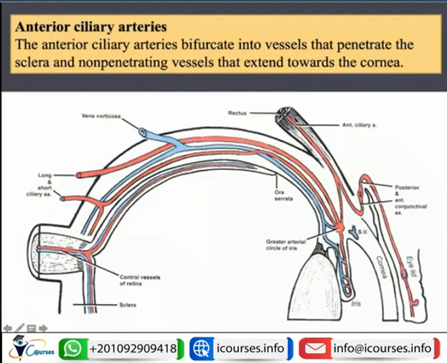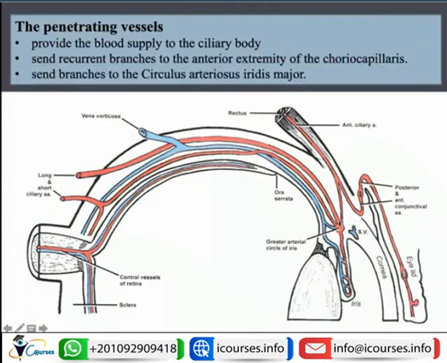The anterior ciliary artery will then bifurcate into 2 vessels, one perforating the sclera and the other non-perforating that extends toward the cornea. So here is the non-perforating branch that extends toward the cornea, that will continue later on as the anterior conjunctival artery to meet the posterior conjunctival artery at the cornea near the limbus. And there is a posterior branch that will perforate the sclera.